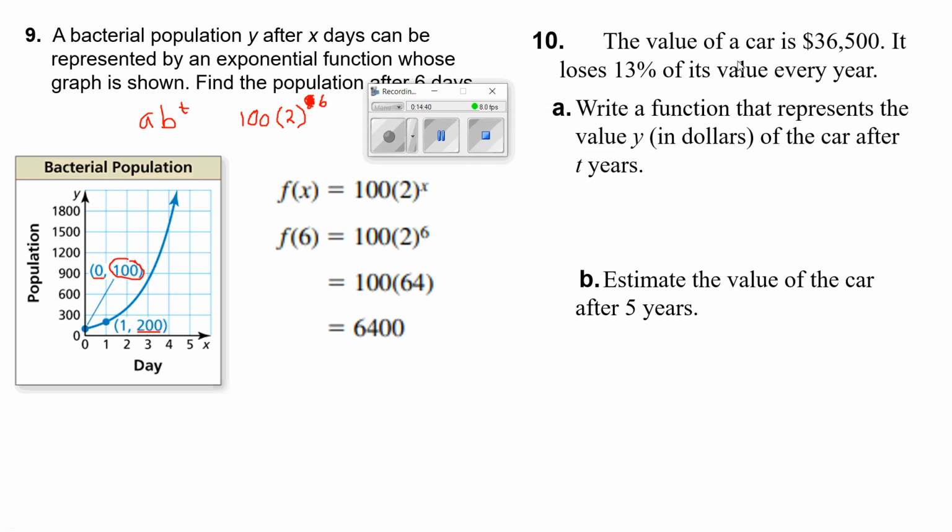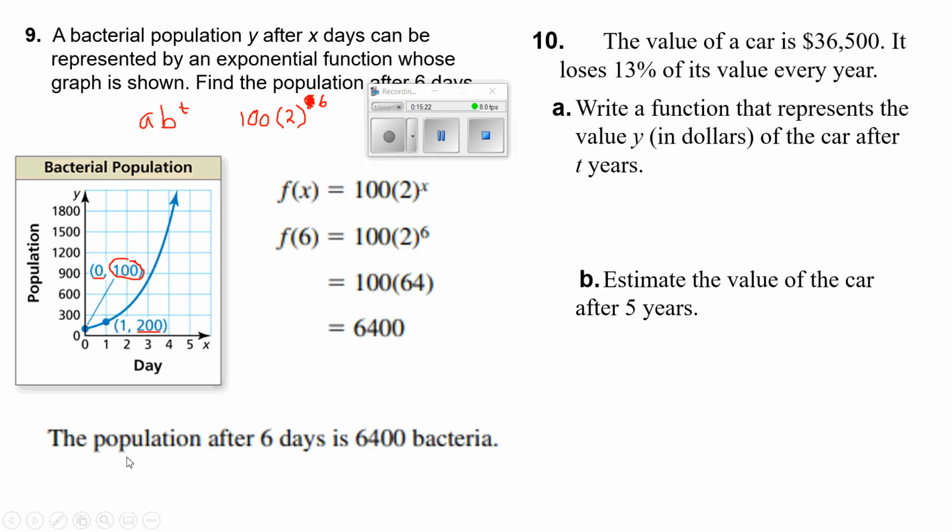The value of a car is $36,500. It loses 13% of its value every year. Okay, so we're losing value. Write a function that represents the value Y in dollars of the car after T years. All right. So the value of the car, let's see, the value of the car is 36,500, and that's the initial value, right? And then it loses 13%. So in this case, we're going to be subtracting, this would be 36,500 times 1 minus 0.13, right?